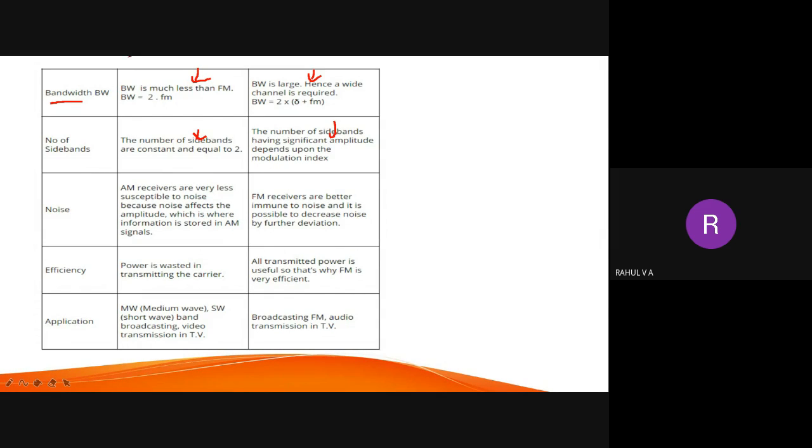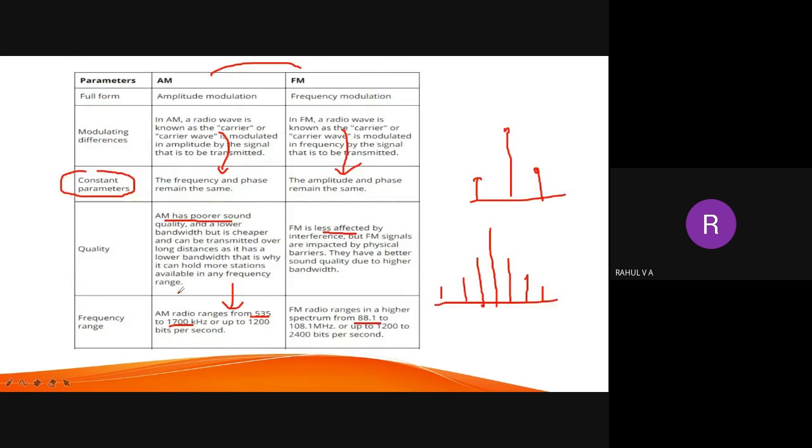Okay, you can write the sentence like this: FM is more efficient than AM. Or, in the case of AM, you can write that power is wasted, so efficiency is less. So when you are comparing based on efficiency, FM is more efficient than AM. Okay, so that's it.